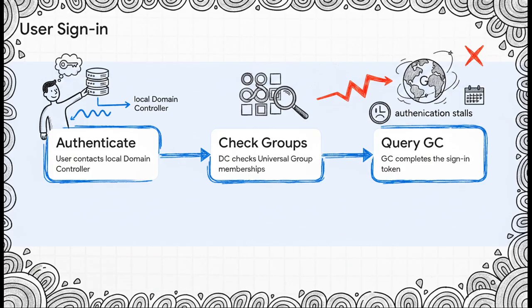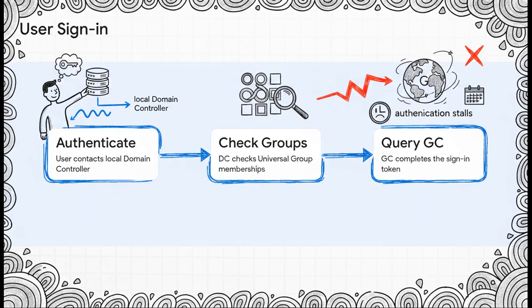Step 2, the domain controller must build a sign-in token, and to do so, it is strictly required to check that user's universal group memberships. Because universal groups can span the entire forest, the local domain controller's standard database just isn't sufficient on its own. Step 3, the authenticating domain controller must contact a global catalog to look up those universal group memberships.